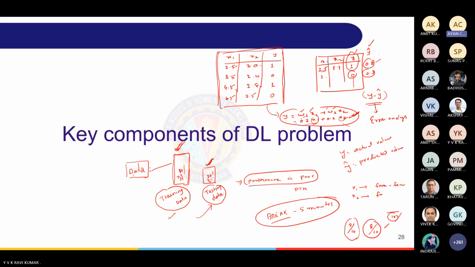Similarly, a doctor is like a classifier. Doctor is an algorithm. So we have to assess the performance of the algorithm. If it is actually fever, but the doctor says no, that is an error. Here the actual value is 1, but our algorithm says 0.8. That is error. Here 0, 0.3. Now we try to understand the error to figure out the performance of the algorithm.